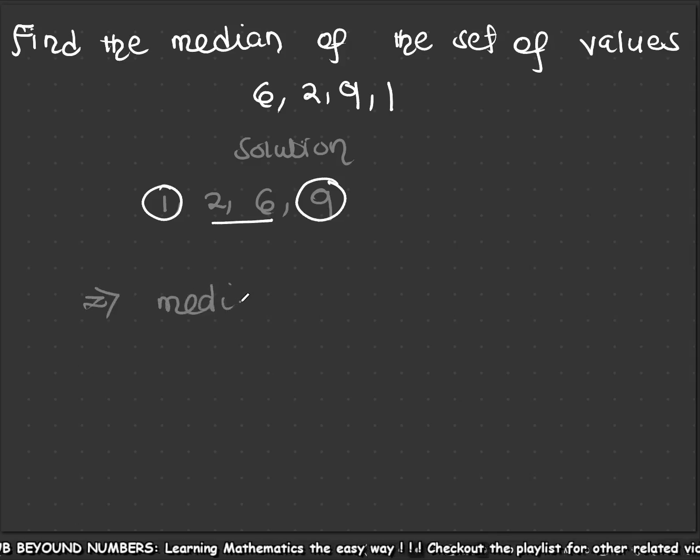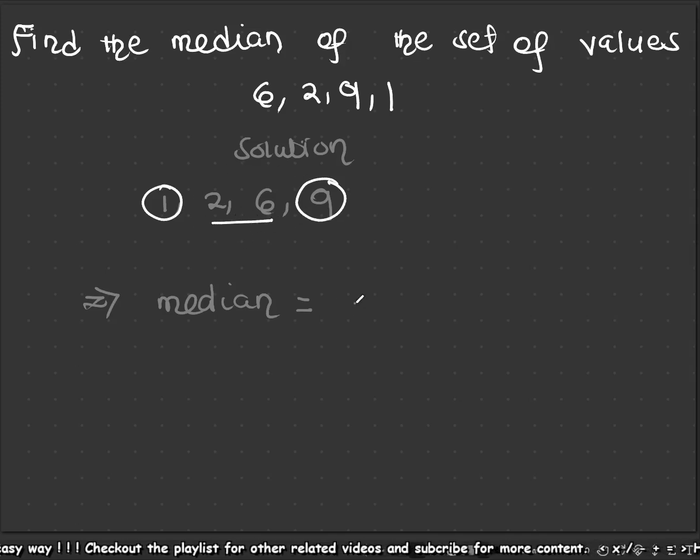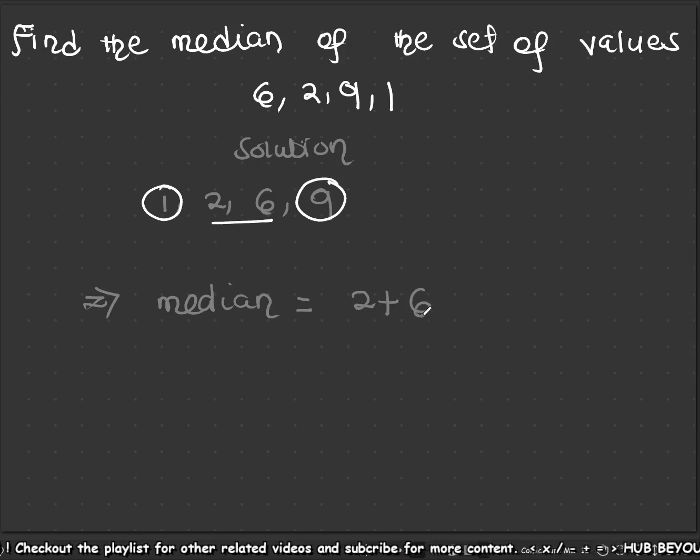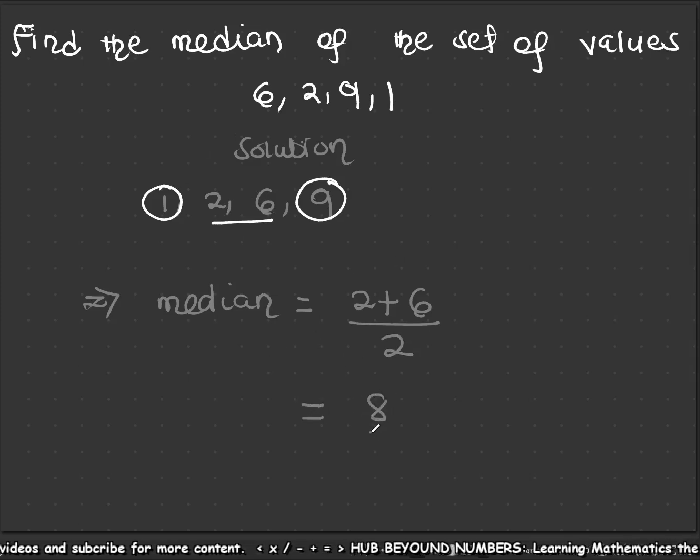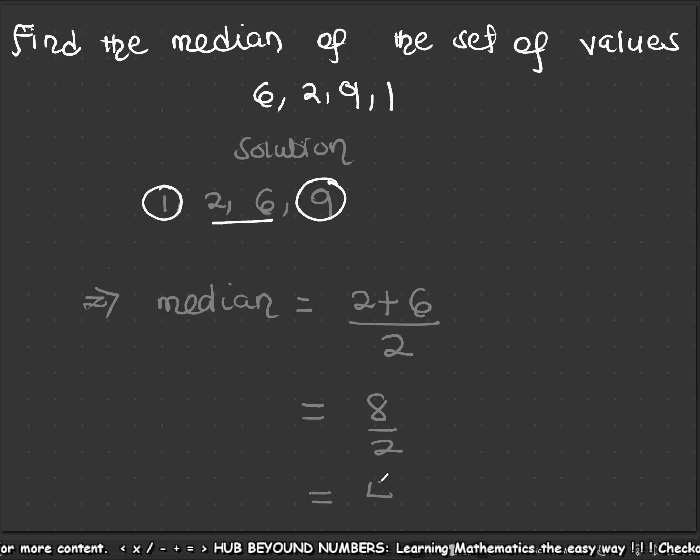So we said earlier on that if we want the median and there is an even number of data points, then we find the average of these values. That is 2 plus 6, then divided by 2, because they are the remaining two numbers. You see, 2 plus 6 gives us 8. So we have 8 over 2, which in turn gives us 4.